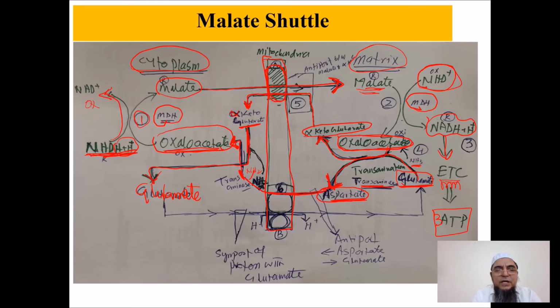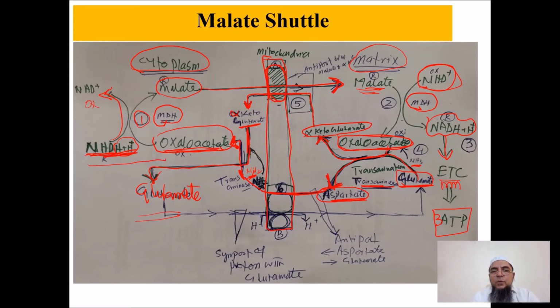oxaloacetate. This is again a process of transamination. One transamination took place inside, where glutamate gave the amino group to the oxaloacetate. Oxaloacetate was converted into aspartate and glutamate was converted into alpha ketoglutarate. Then alpha ketoglutarate came out into the cytoplasm. Similarly, aspartate came out to the cytoplasm, and here the next transamination took place, where the aspartic acid releases an amino group, which attaches to the alpha ketoglutarate. Alpha ketoglutarate is converted into glutamate, and aspartate itself is converted into oxaloacetate. Oxaloacetate is ready for the next cycle.